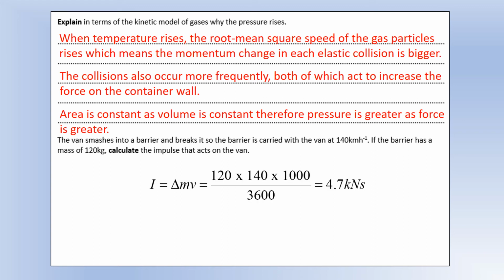Okay, so what I'm going to do is work out the impulse on the barrier, because that is going to be the same as the impulse on the van using Newton's third law. So the barrier is initially stationary, so it's increased its velocity to 140 kilometers per hour. Its mass is 120, so we get an impulse on the barrier of 4.7 kilonewton seconds, which will be the same as the impulse on the van.